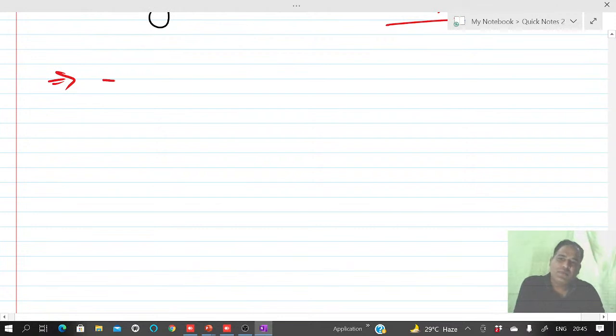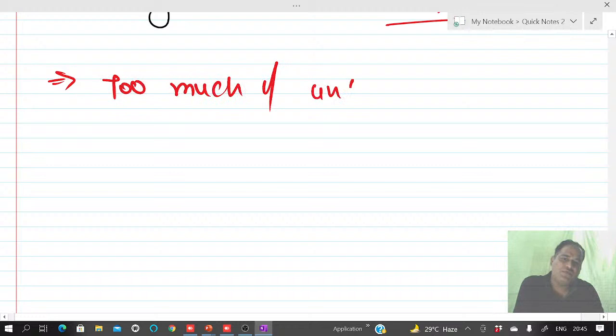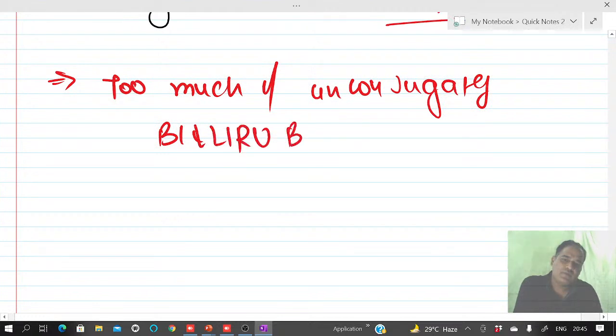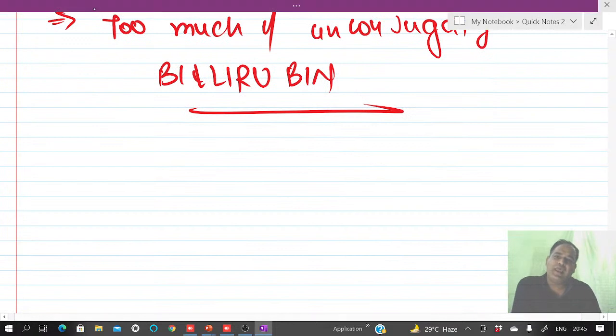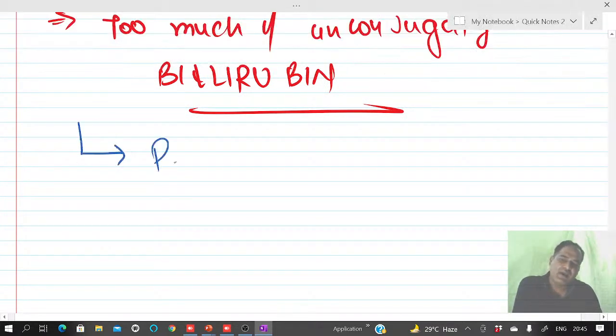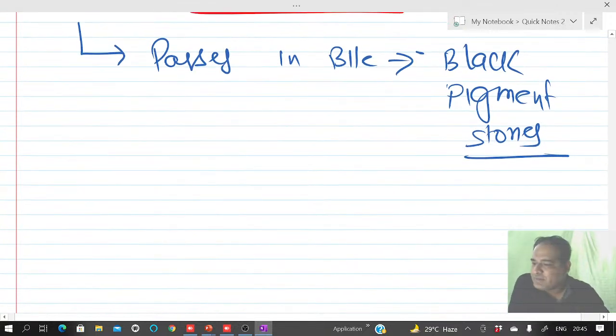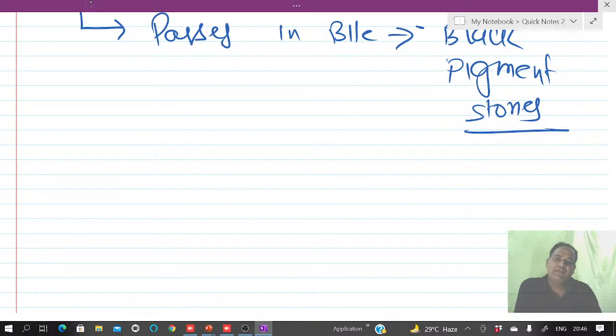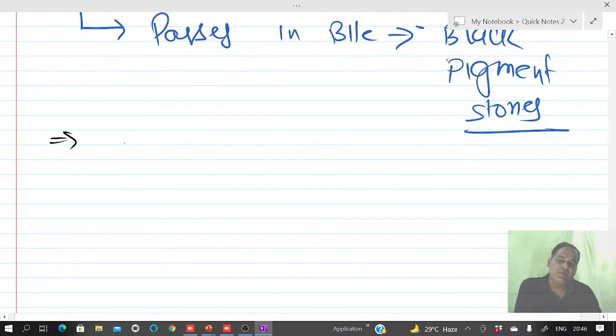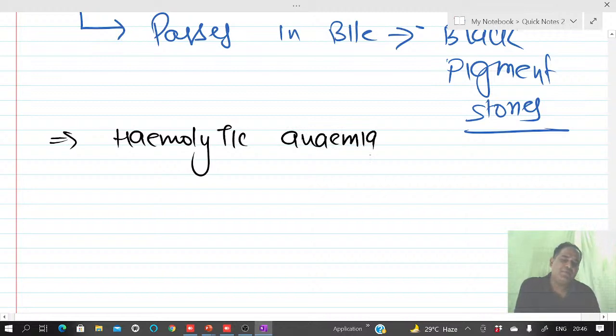Now you see here, suppose there is too much unconjugated bilirubin. The liver won't be able to process it, and this bilirubin will be passed in the bile, where it will form black pigment stones. Basically, the liver is the one that conjugates the bilirubin. So if the liver is not able to work up to its full capacity, there will be too much unconjugated bilirubin. This will happen if your patient is suffering from hemolytic anemia.